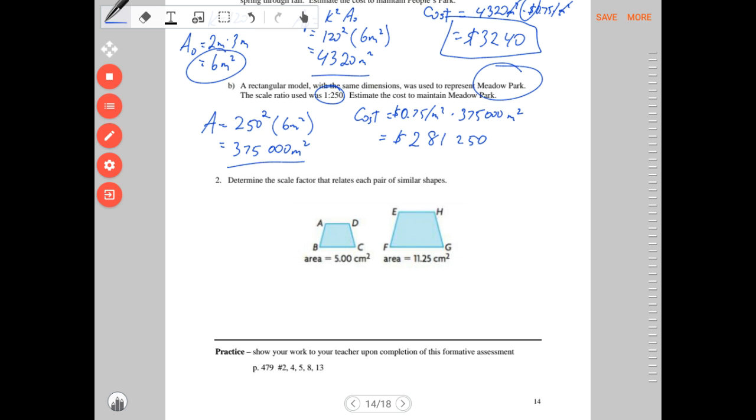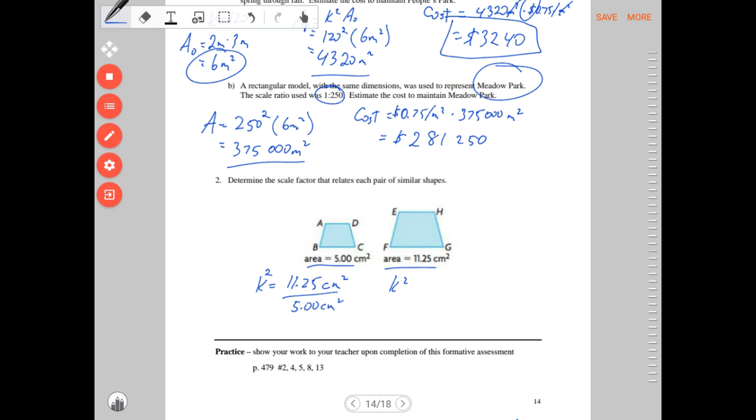Interesting. Okay, number 2, determine the scale factor that relates each pair of similar shapes. The area of the small one is 5. The area of the large one is 11.25 centimeters squared. And we want to know the scale factor, the K. So remember, these are areas, so K squared is equal to the area of the big one divided by the area of the small one. Let's just type that in, 11.25 divided by 5.00.